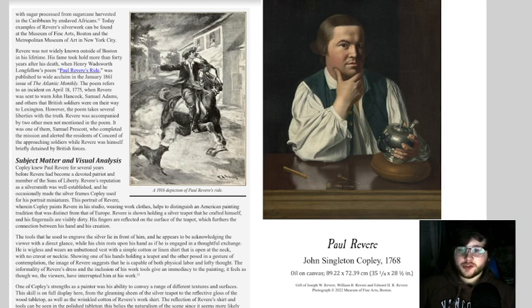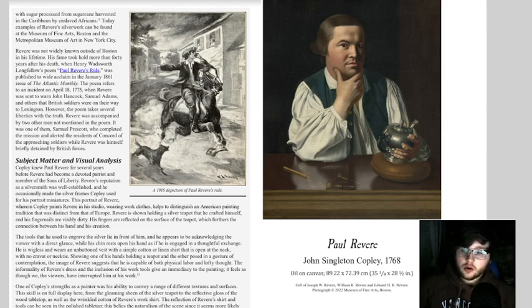Subject matter and visual analysis. Copley knew Paul Revere for several years before Revere had become a devout patriot and member of the Sons of Liberty. Revere's reputation as a silversmith was well established, and he occasionally made the silver frames Copley used for his portrait miniatures. This portrait of Revere, wherein Copley paints Revere in his studio wearing work clothes, helped to distinguish an American painting tradition that was distinct from that of Europe.